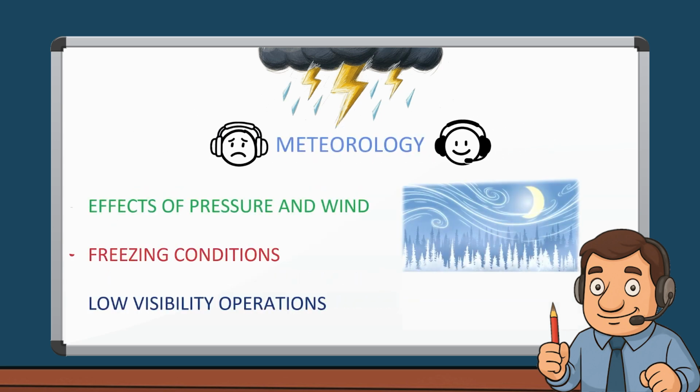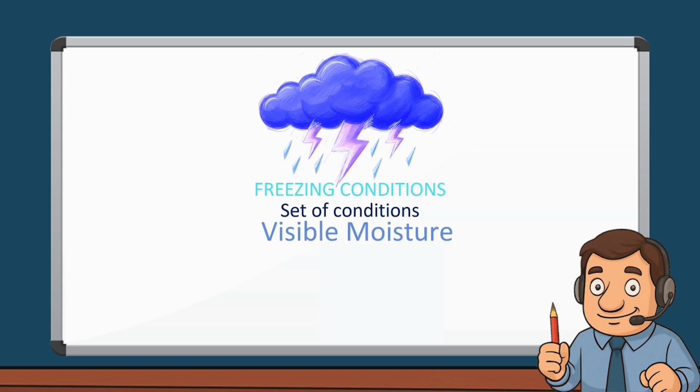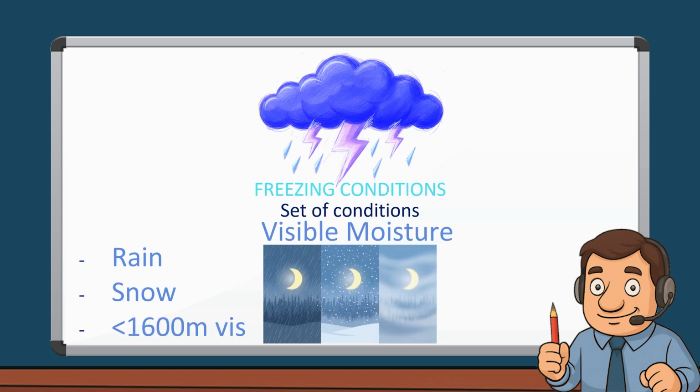Let's move to the next item on our agenda, which is the freezing conditions. This is a weather phenomenon that has an effect on you as a controller, in that you may need to coordinate de-icing via the various de-icing platforms in Denmark. It starts with a set of conditions which must be fulfilled. There must be visible moisture present. That means rain, snow, or a visibility which is less than 1 statute mile or 1600 meters.